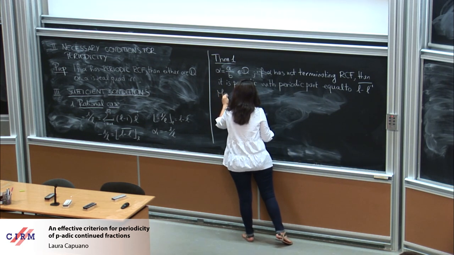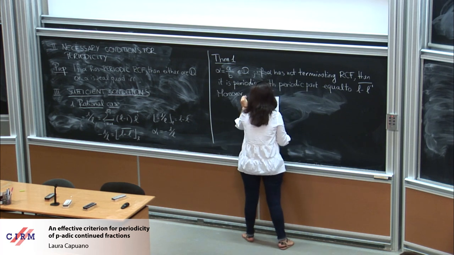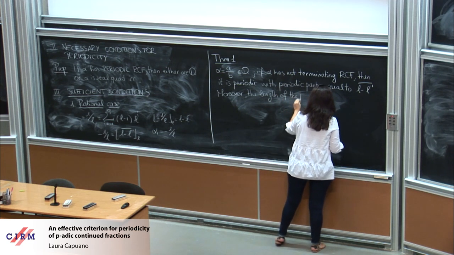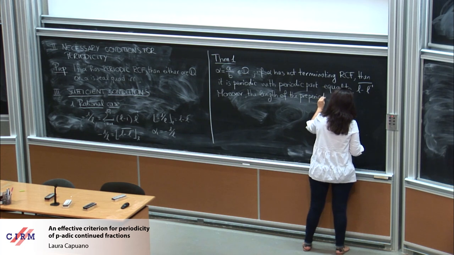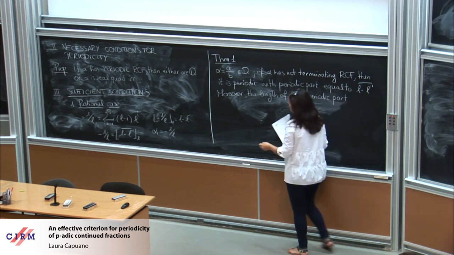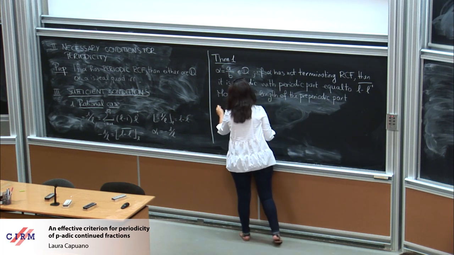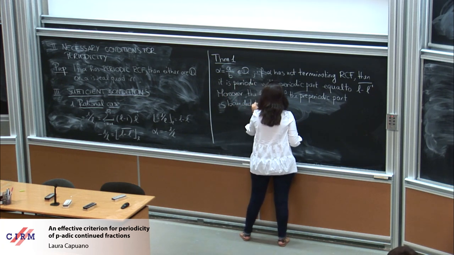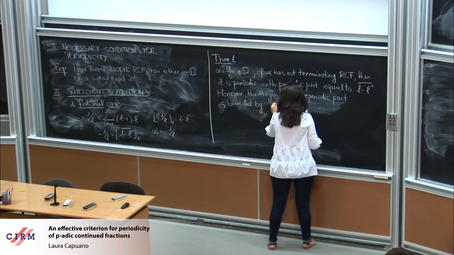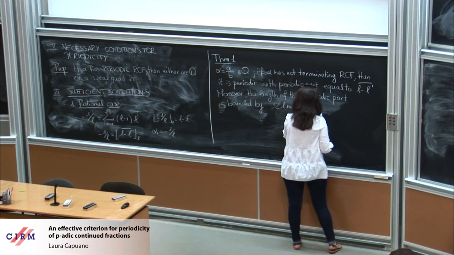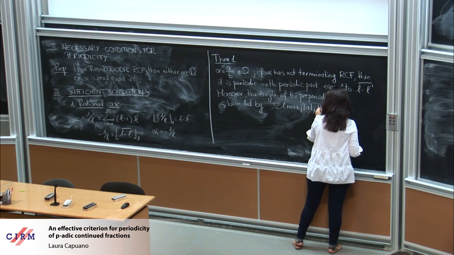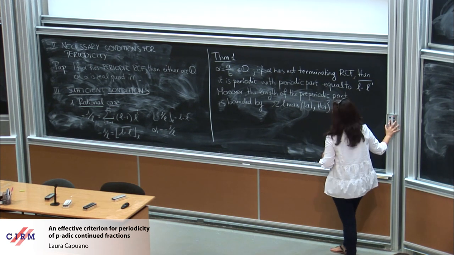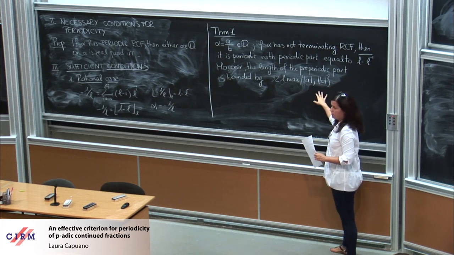And moreover, the length of the preperiod is bounded by this quantity, 32 l times the maximum of the absolute value of A, and the absolute value of B. Okay, so just a remark. These are the standard absolute values. Yeah, the standard absolute value.